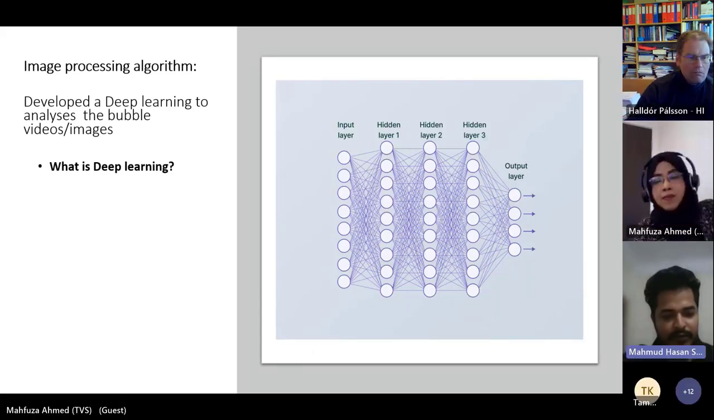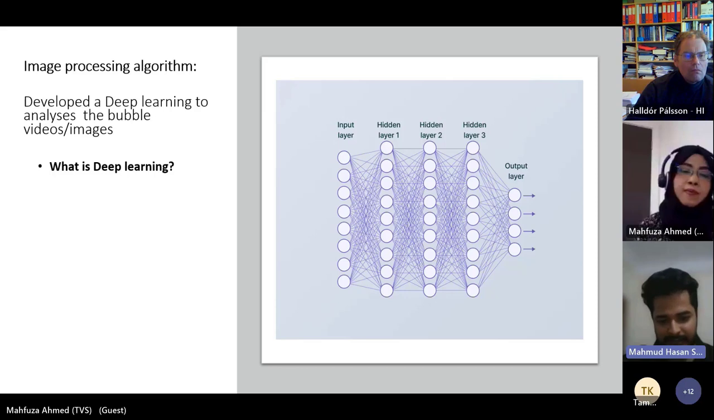So right now I will talk about the image processing algorithm that we have developed for detecting the bubbles. At first, let me talk about what deep learning is. Deep learning is a subset of machine learning, which itself is a subset of artificial intelligence. In order to understand what deep learning is, we have to understand what a neural network is, because deep learning mainly consists of neural networks, deep neural networks.